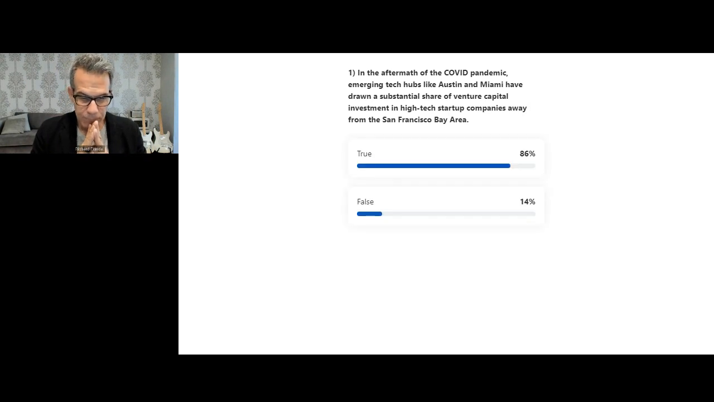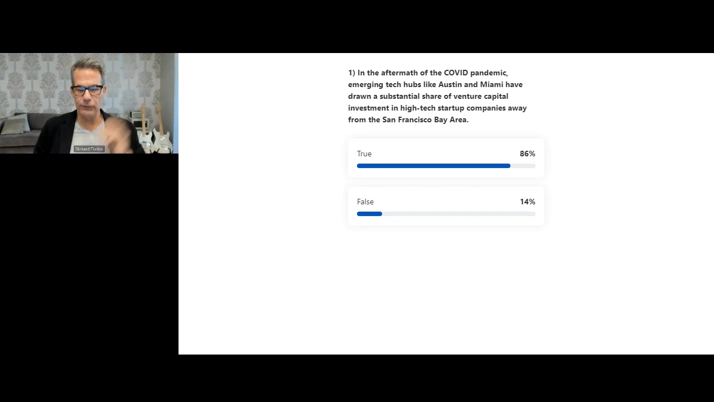But it looks up. Now, and the answer, and it's not a trick question, is false. And here's why. It is true, absolutely true, that Austin and Miami have increased their share, increased their level of investment, and have increased their number of startup companies, and that there have been some relocations of startup companies from the Bay Area to those places. But over the course of the pandemic, the pool of venture capital has grown so much. I say this geography of this new age is spiky. It's not flat. It's clustered and concentrated.